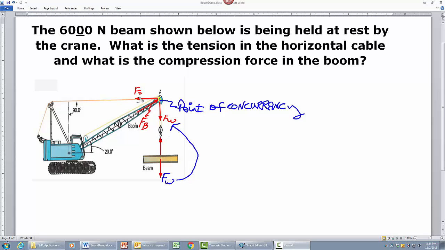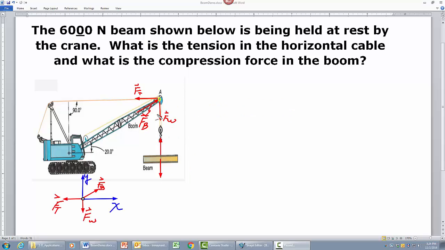This is the tension force exerted by this wire. This is the boom force acting on the particle in this direction, and this is the weight force, which is the same force as the weight of the beam, which is given. We redraw our force diagram with the particle at the point of concurrency as the origin of our new coordinate system. This is the x-axis, this is the y-axis, this is the boom force, this is the weight force, this is the tension force. We now go through the problem-solving process.